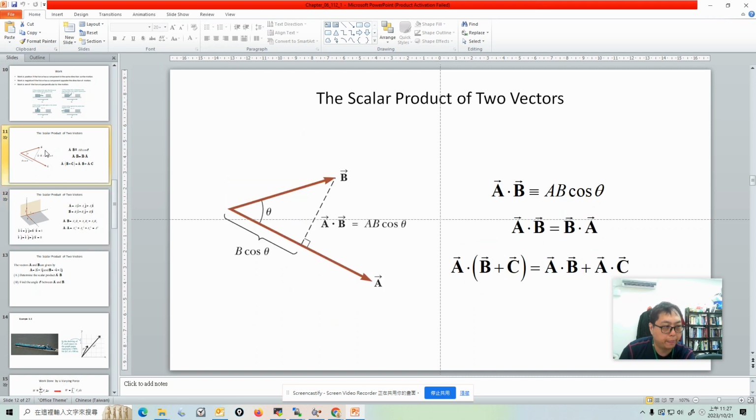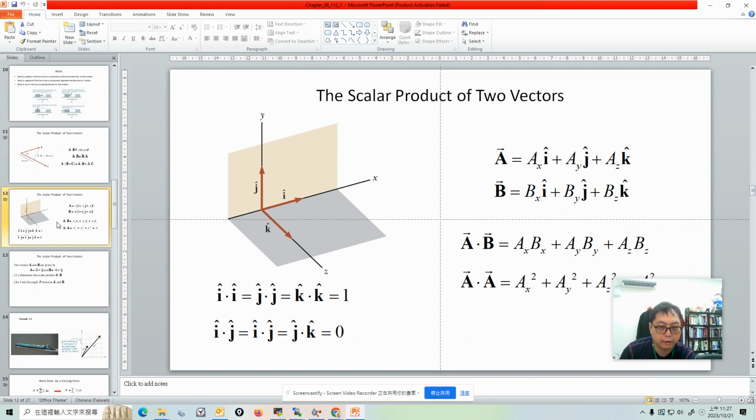Here the dot product, like I said, the definition I mentioned in the last video. I'll just write it down. A dot B is the magnitude of A times the magnitude of B times cosine theta. That's the dot product.